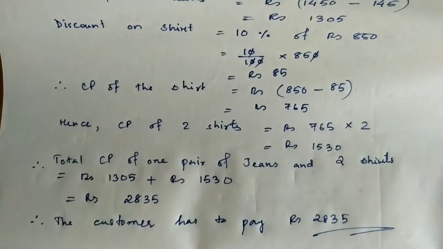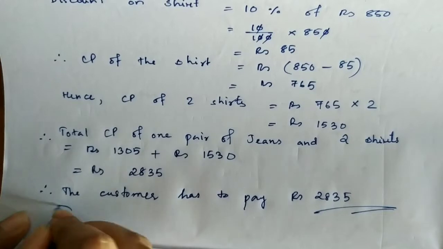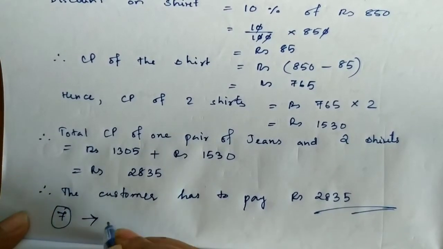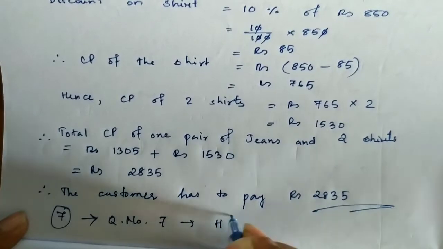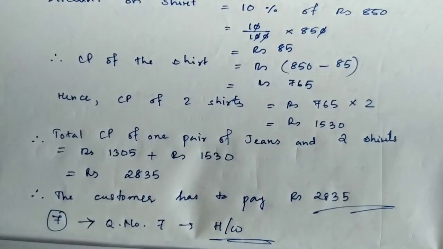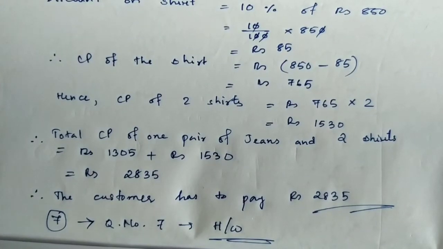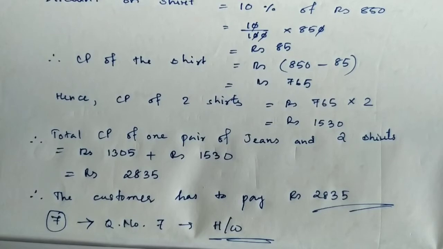Now for the next question, that is question number 7, that will be your homework, as it's similar to question number 5. You can just try and find out. The cost prices of buffaloes are given, and then for selling one he gets a profit and for another he gets a loss. So you have to find the overall gain or loss percentage. I hope you can try doing this. Now let us move on to the next question, that is question number 8.